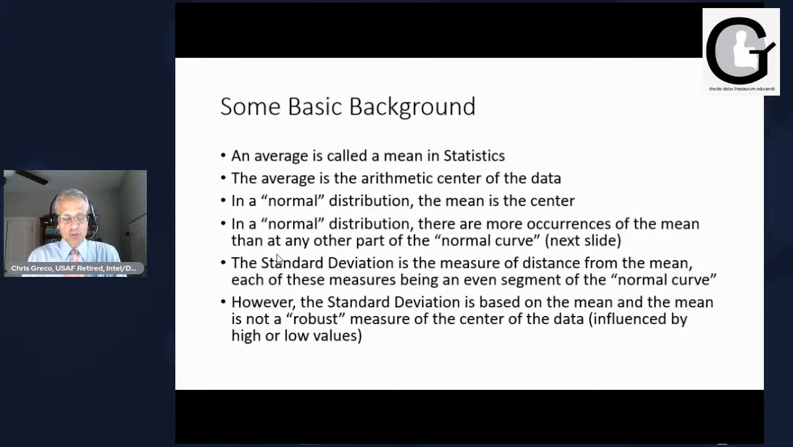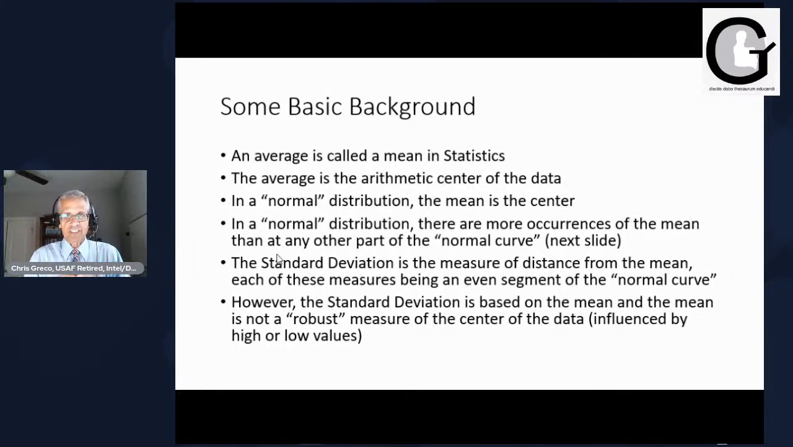In a normal distribution, the mean is the center, literally trying to be the center of the data. That's where there is no abnormal distribution. I saw that written down one time. I thought, no, there's no abnormal. It's normal and non-normal, right? So it's a normal distribution. And we'll talk about normal curves and all these things in a little bit. And then at any other part of the normal curve. So we'll talk about that.